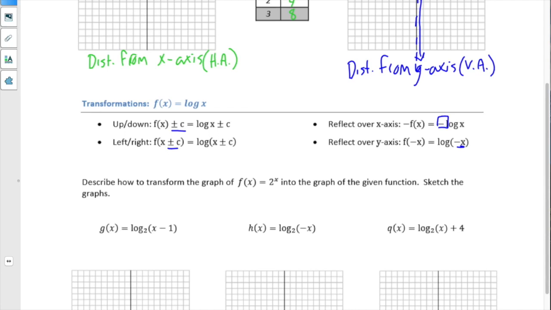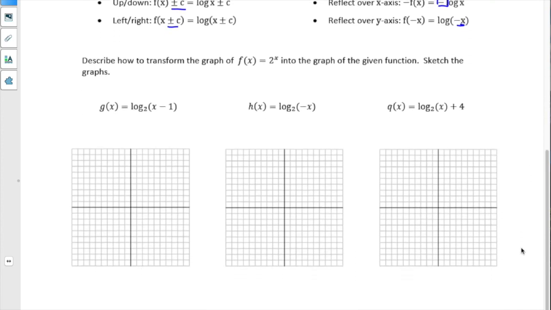So I'm going to just do some quick examples. If you feel like you're good at graphing, then you can do them and ignore me and move on to the next section.